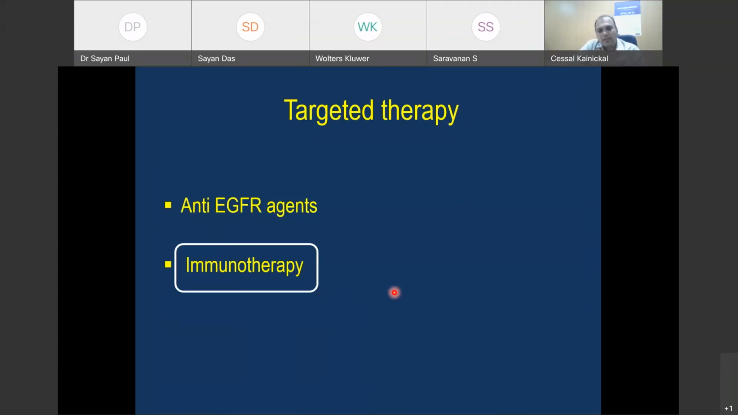In the first line treatment, we have the Keynote 048 clinical trial. It is a 3-arm clinical trial: chemotherapy plus cetuximab versus immunotherapy alone, or chemotherapy plus immunotherapy. Again, these have shown an improvement compared to the EXTREME regimen, that is chemotherapy plus cetuximab. So this has been a standard in recurrent and metastatic disease as of now. But what is the role of immunotherapy in locally advanced disease? That is the point I'm going to discuss now.